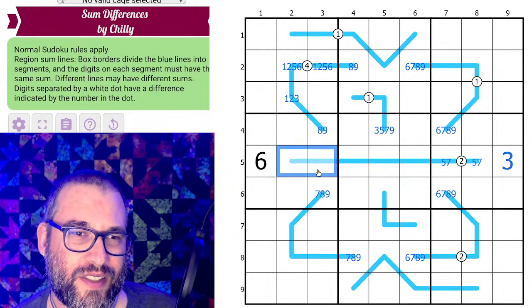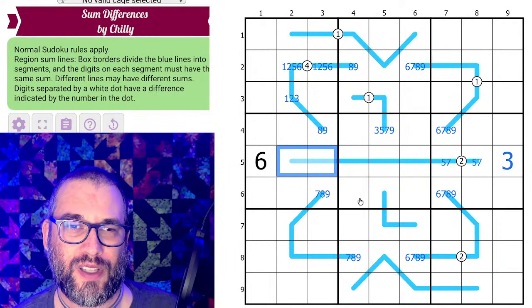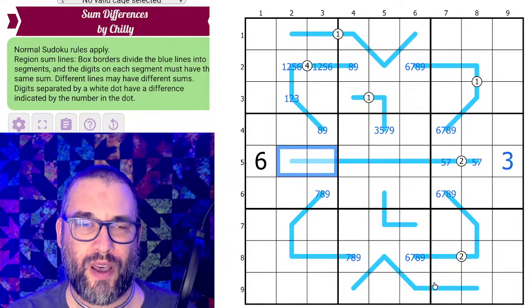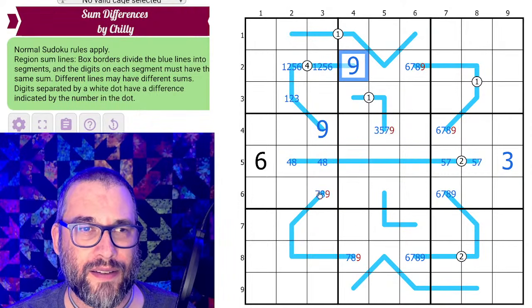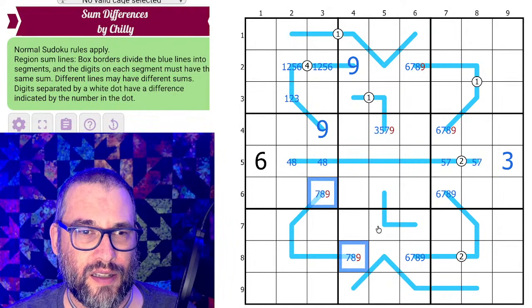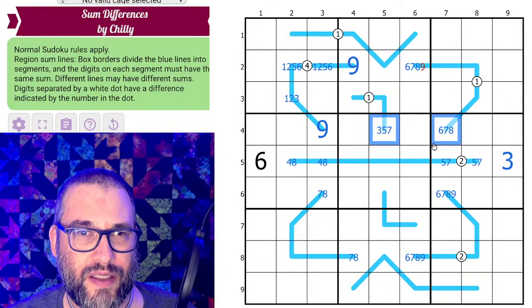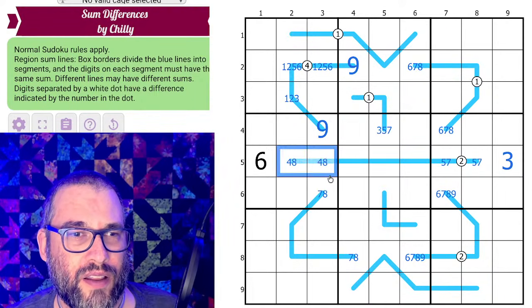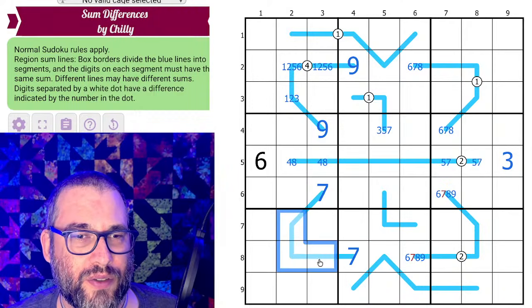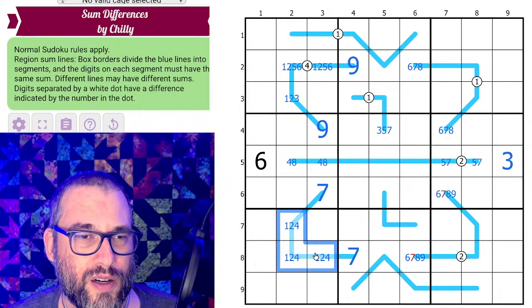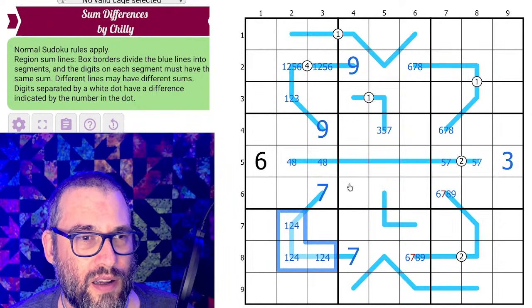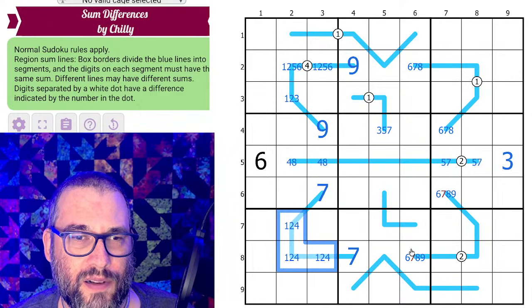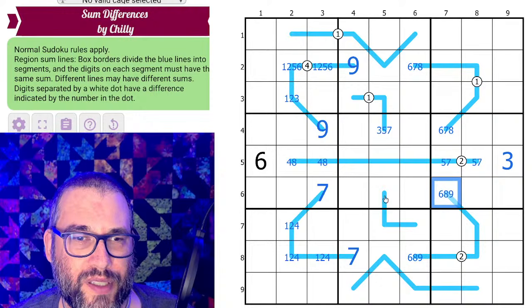All right, and this needs to add to 12, and now it's just 4, 8. So this sum is 9. These aren't 9. These aren't 9. That's not 9. This is actually just 7. So this is 1, 2, 4. So these aren't 7.